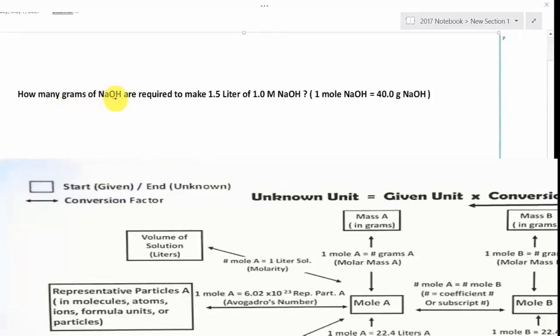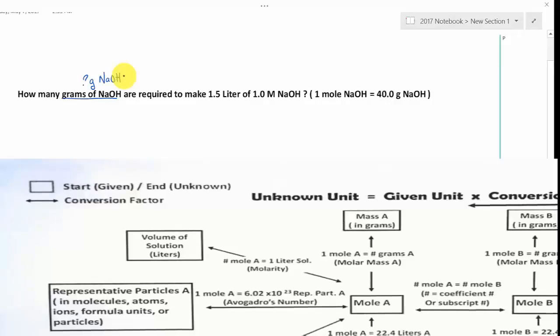How many grams of NaOH are required to make 1.5 liter of 1.0 molarity of NaOH? And the molar mass of NaOH is 1 mole of NaOH equal to 40.0 grams of NaOH. So again, we are asking for how many grams of NaOH. Of course, that would be our unknown. And that would be question mark grams of NaOH. And what are we looking for? Of course, it's that one.